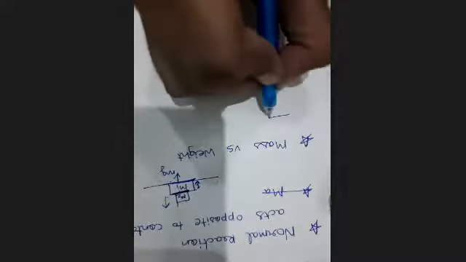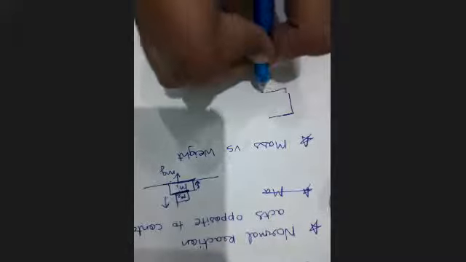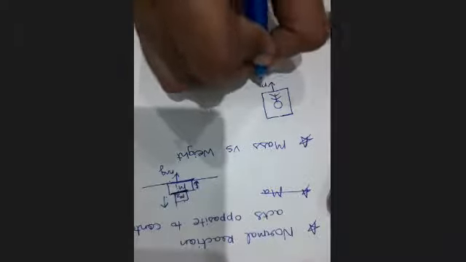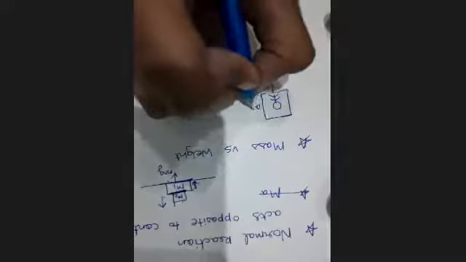Topic: mass versus weight. In this, there are three situations. In the first situation, this is a lift and a man is standing in the lift. The mg will act downwards and acceleration will be 0. In such condition, if acceleration is equal to 0, then N is equal to mg.